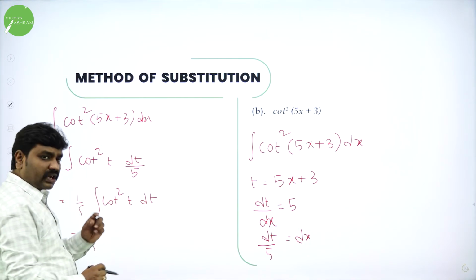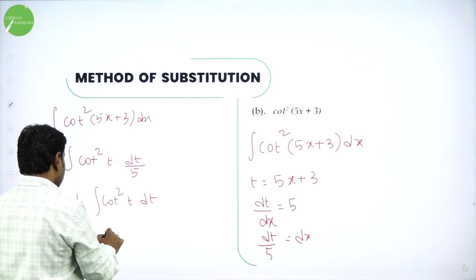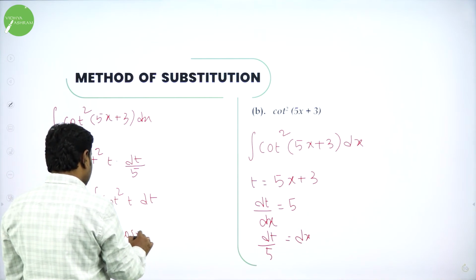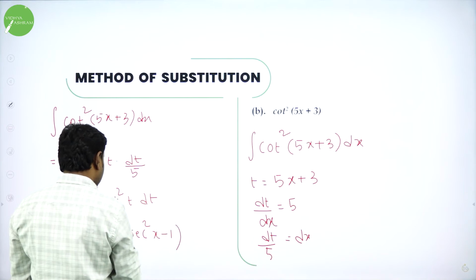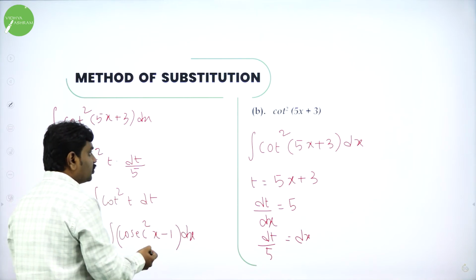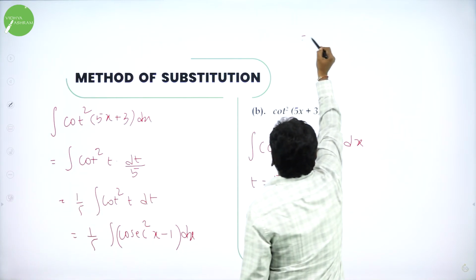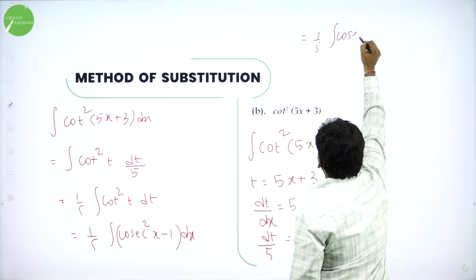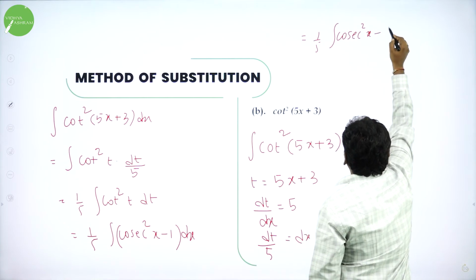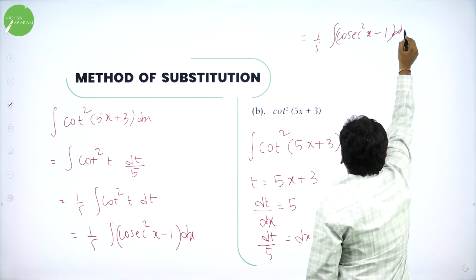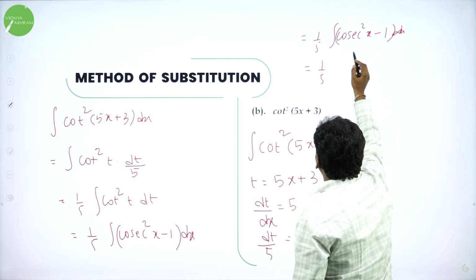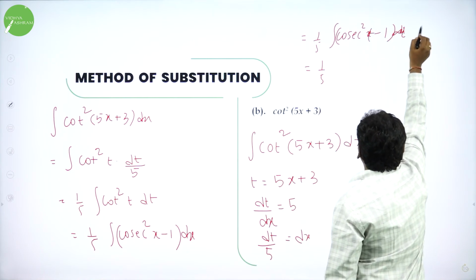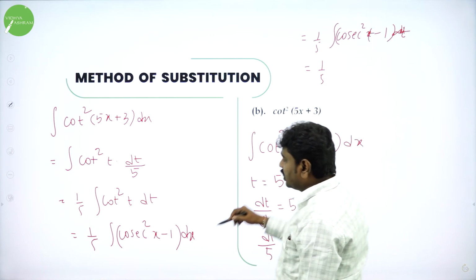You know cot square can be written as cosecant square minus 1. Integration of cosecant square t minus 1 dt. Now integrate each term to get the answer. So it will become 1 by 5 outside, integration of cosecant square t minus 1 dt. Integrate each term. All of you know what is integration of cosecant square t dt.